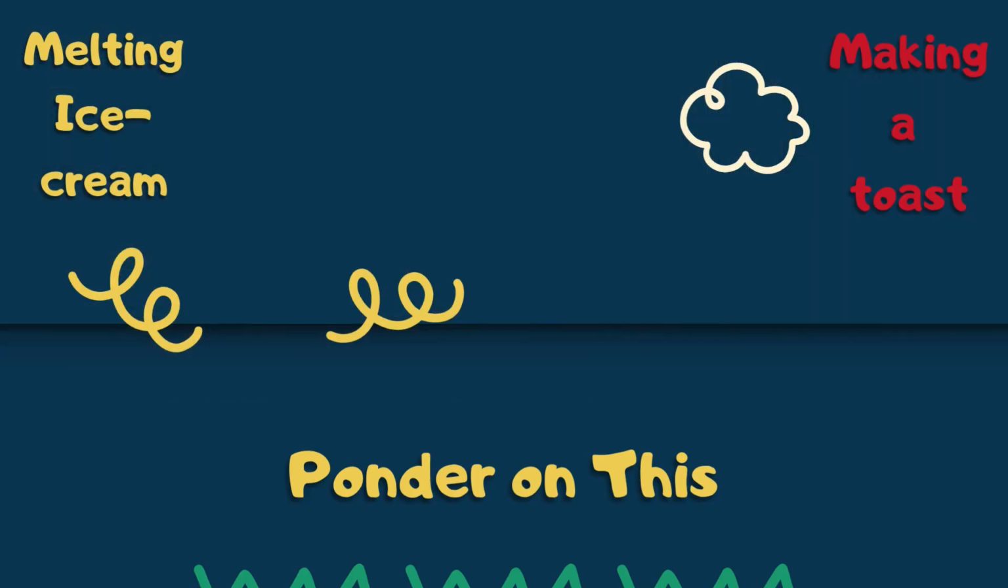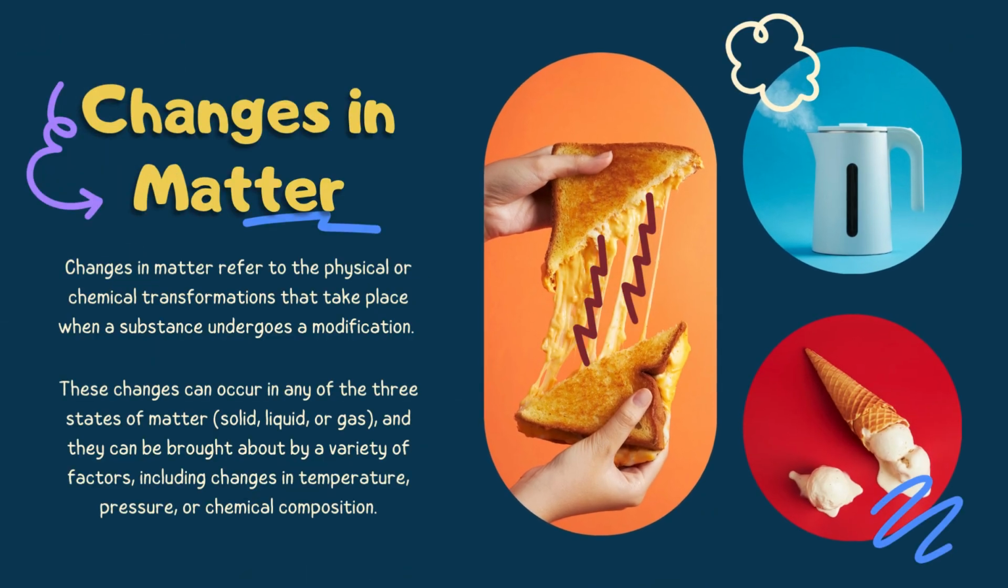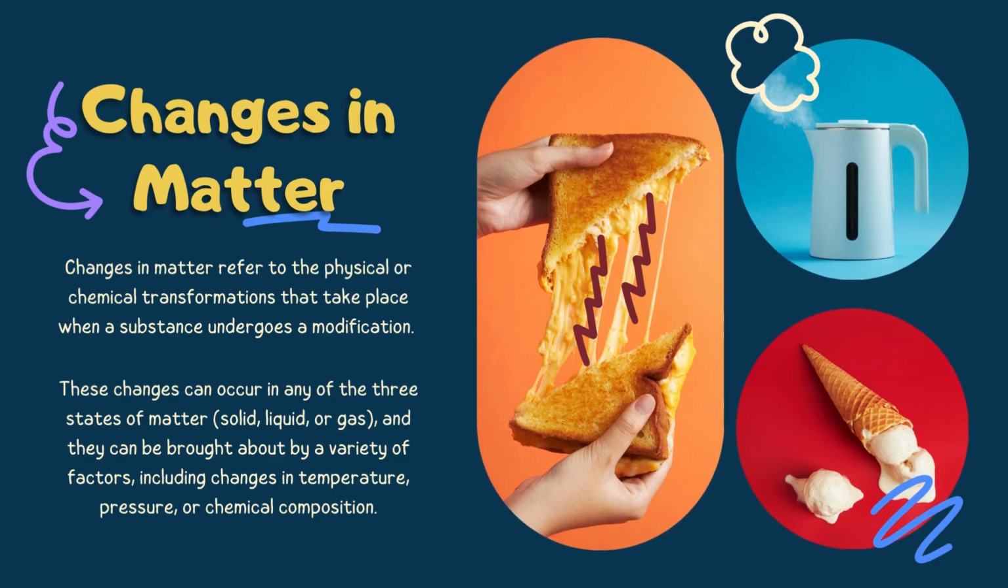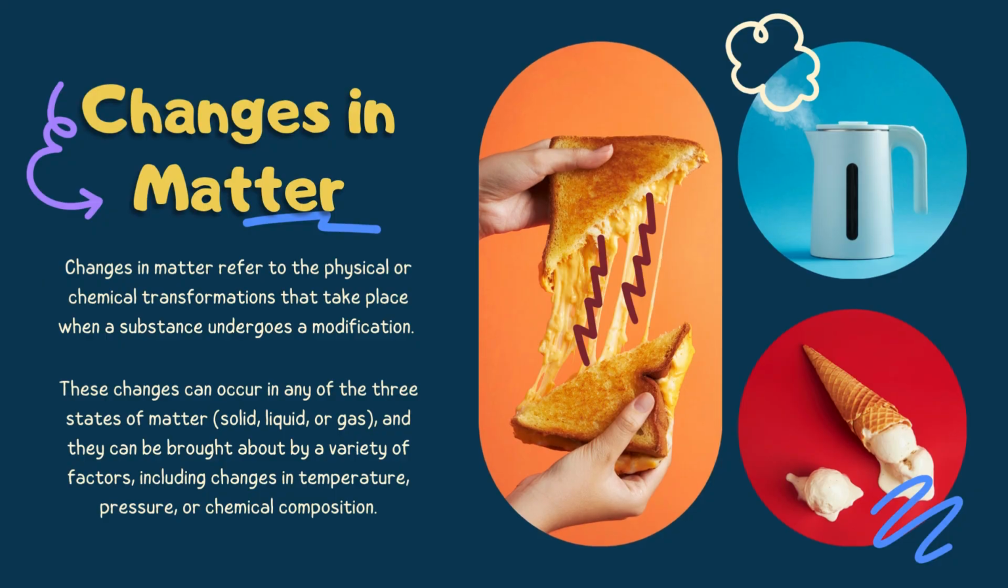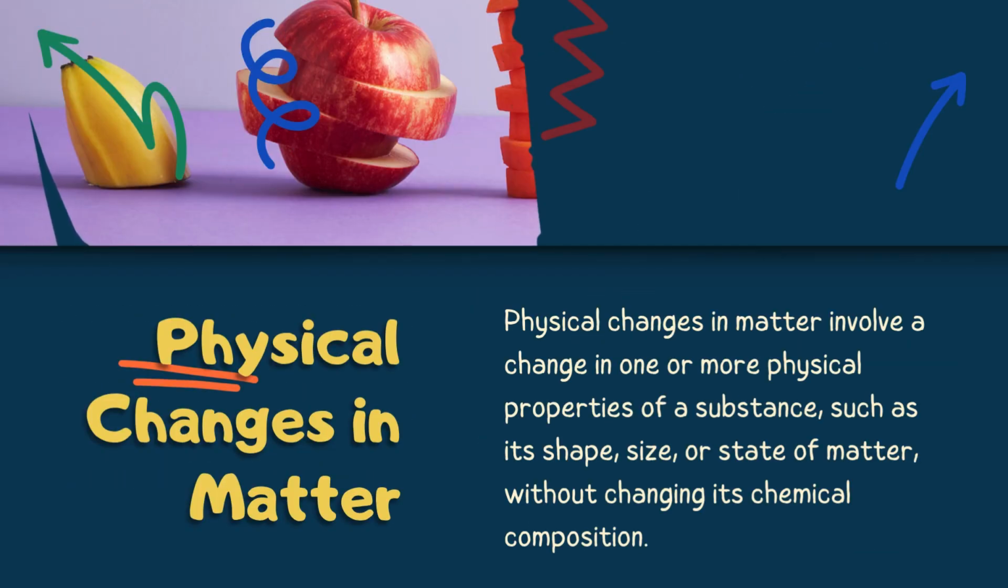Let's dive in. Changes in matter refer to transformations that can happen when a substance is modified. These changes can be physical or chemical, and they may occur in solids, liquids, or gases, triggered by temperature, pressure, or chemical reactions. Let's begin with physical changes.